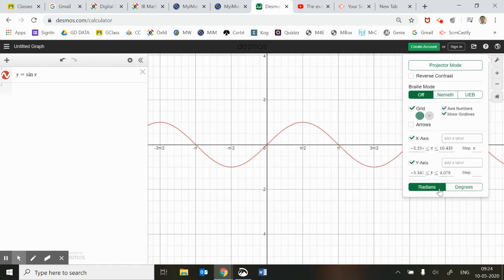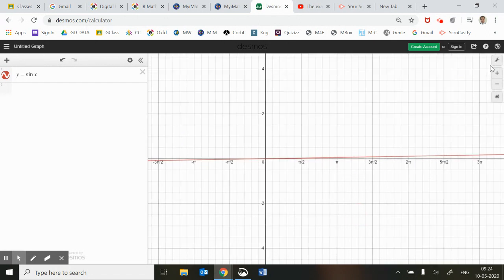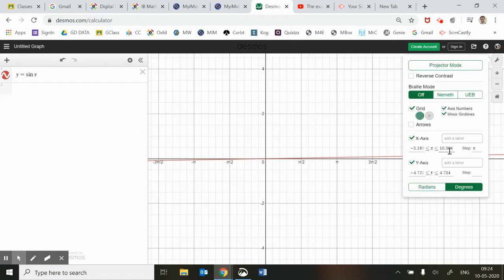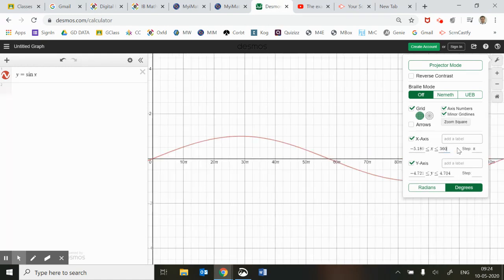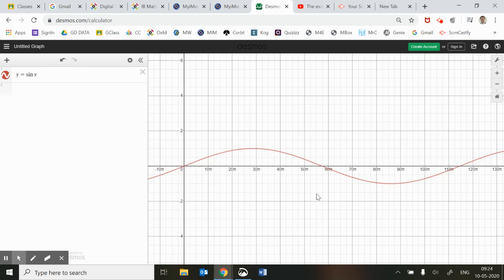You can probably change it into radians. Yeah, you can change it into degrees here, but then it will look completely flat because you'll need to change your axes. Let's go up to 360 degrees. There we go, and so there's our sine graph.